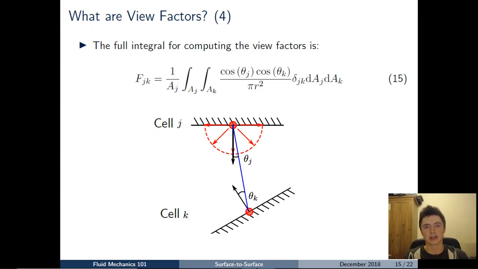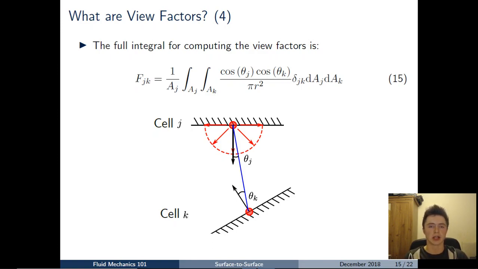Now the Kronecker delta there, which you see, comes in, and that will be given a value of 1 if the cells can see each other, or a value of 0 if the cells can't see each other. And of course, the cells might not be able to see each other if there's another cell or another object in the way. And you can see from this view factor integral that it's fairly complicated to compute, particularly numerically. If you've got a lot of cells in the mesh, their orientations are very different, and you have to evaluate, can the cells see each other?